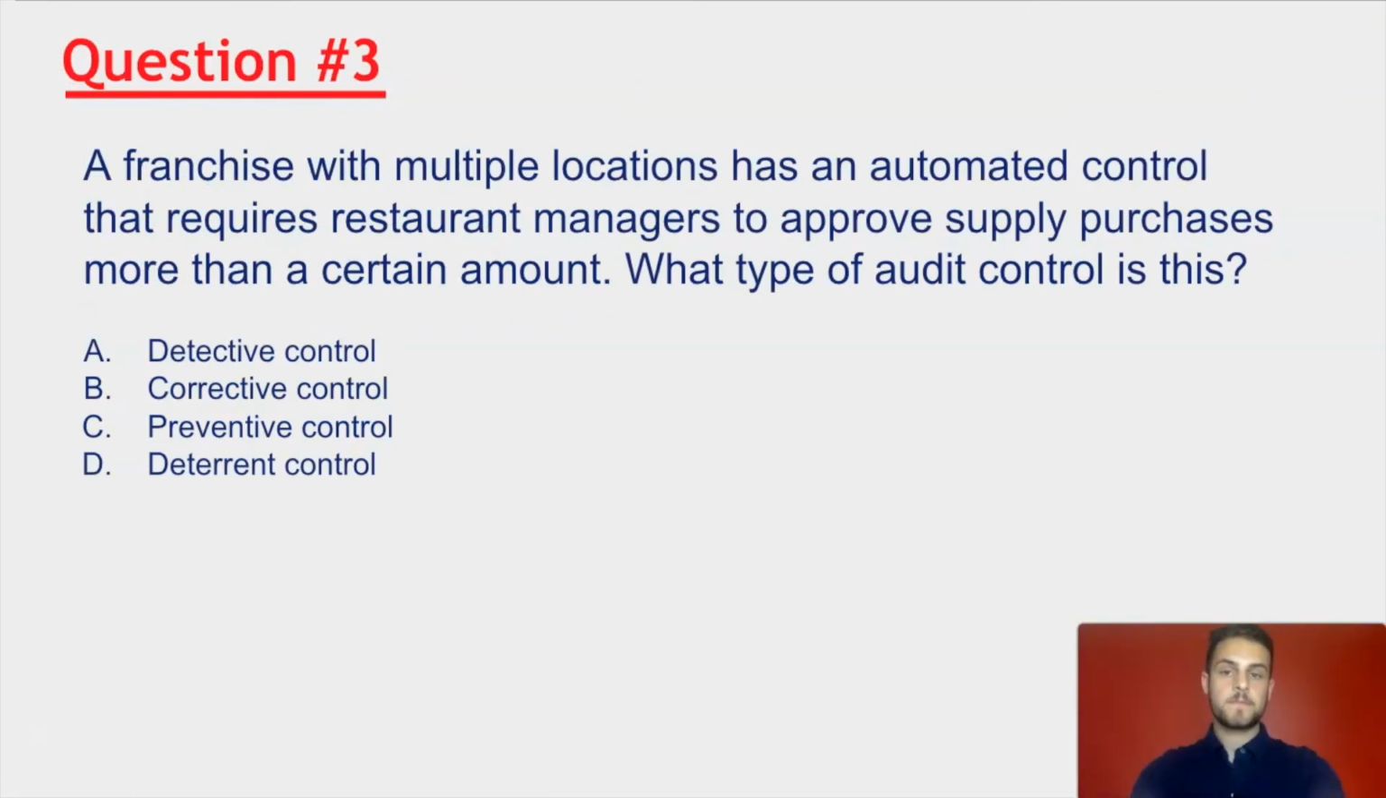Question number 3. A franchise with multiple locations has an automated tool that requires restaurant managers to approve supply purchases of more than a certain amount. What type of audit control is this? If you selected a preventive control, you are correct. Think about this again. It addressed the risk before it even occurred. As such, it is a preventive control.